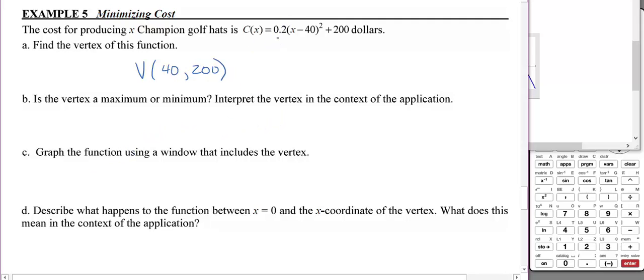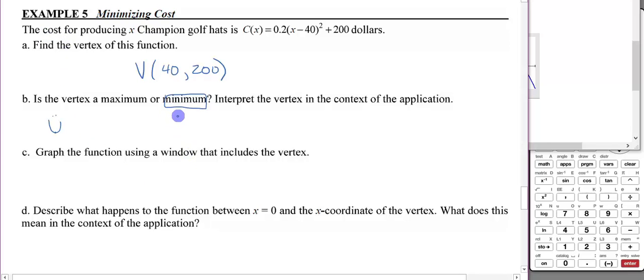And is that vertex a maximum or a minimum? Well, this is a positive number, so it's happy. So the vertex is going to be the lowest point on the graph. It's going to be a minimum. So interpret the vertex in the context of the application. This x is the number of golf hats produced, and this y is the cost in dollars.